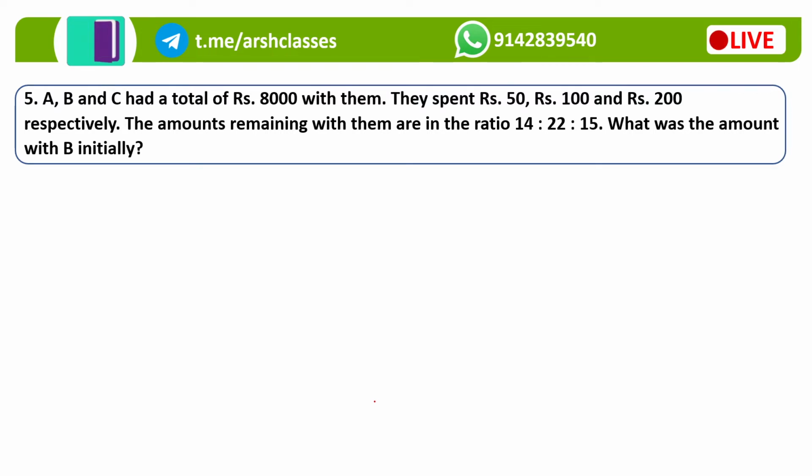So here this question number 5 says that A, B and C had a total of 8000 with them.